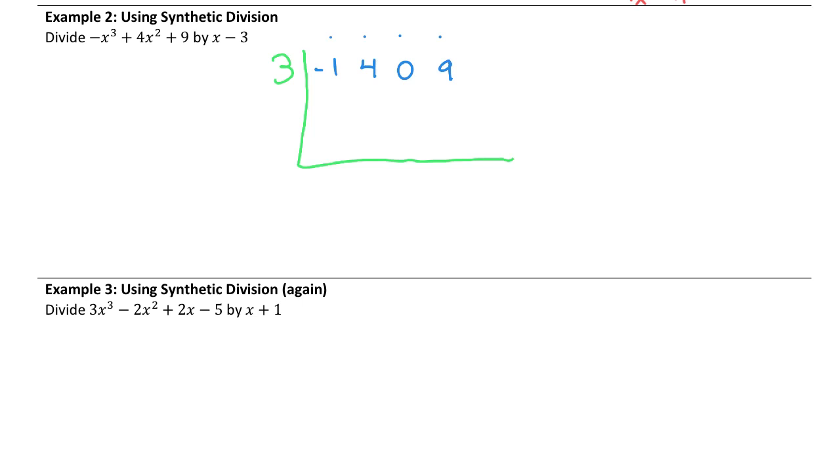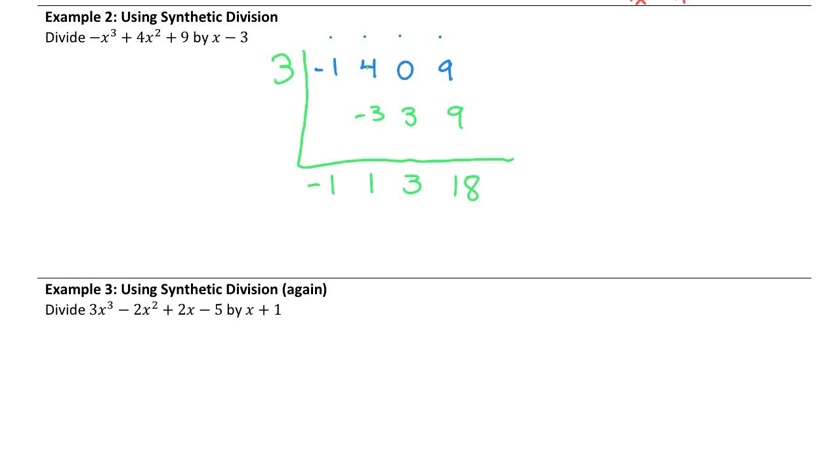So this process, the math, really is, I think, easy to understand. It's just us being able to write it at the end, the quotient, the result. So the way we do this, basically drop, multiply, add. Okay, so we drop negative 1. 3 times negative 1 is negative 3. So drop, multiply, and then we add. So 4 plus negative 3 is 1. And then we repeat the steps. 3 times 1 is 3. 0 plus 3 is 3. 3 times 3 is 9. 9 plus 9 is 18.